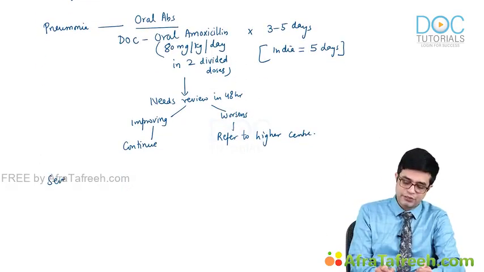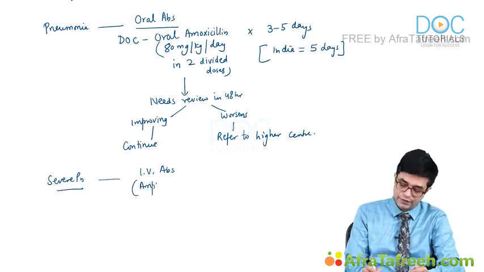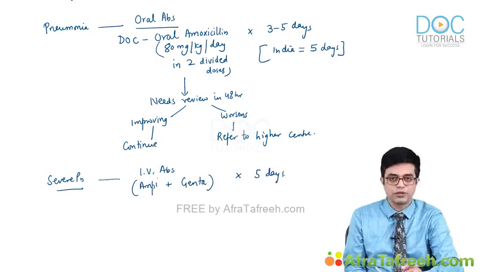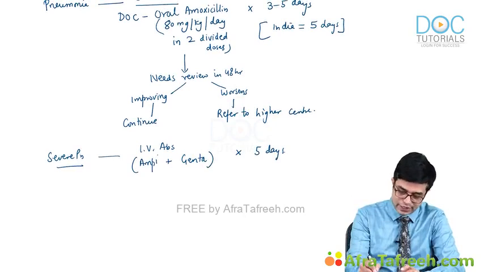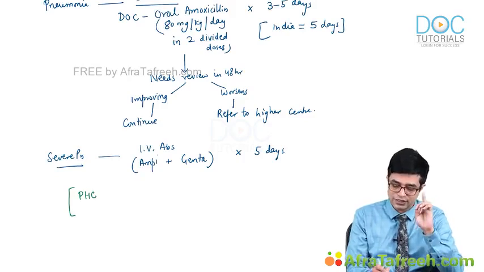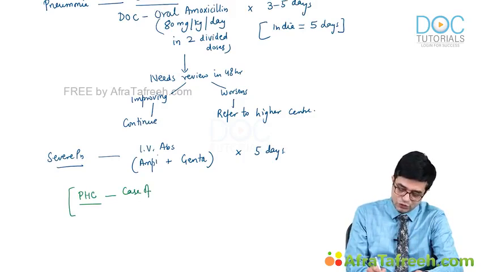In patients of severe pneumonia, IV antibiotics will be needed. So ampicillin with gentamicin will be the therapy of choice, and you will give for 5 days. Doses are not important. Now there is a catch here. In case you are sitting in a primary healthcare center, we are talking about PSM related questions, you are sitting in a PHC and a case of severe pneumonia is diagnosed, what will you do?